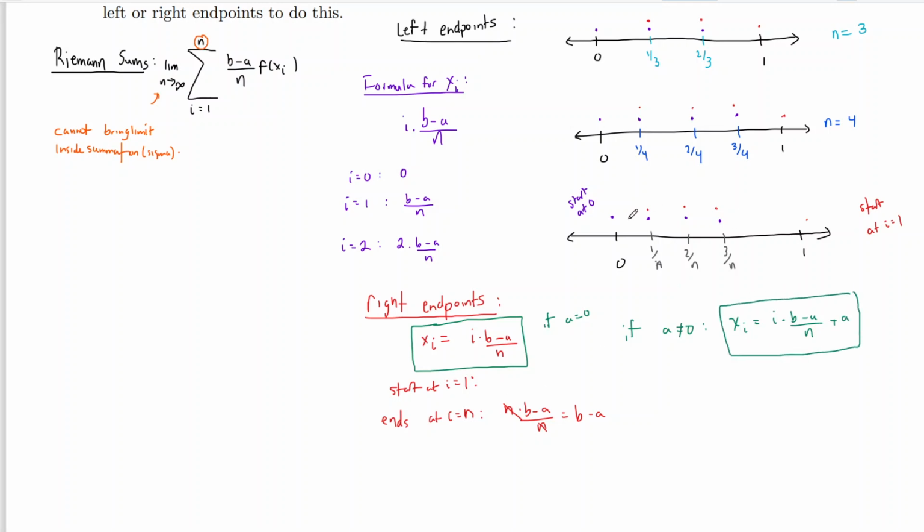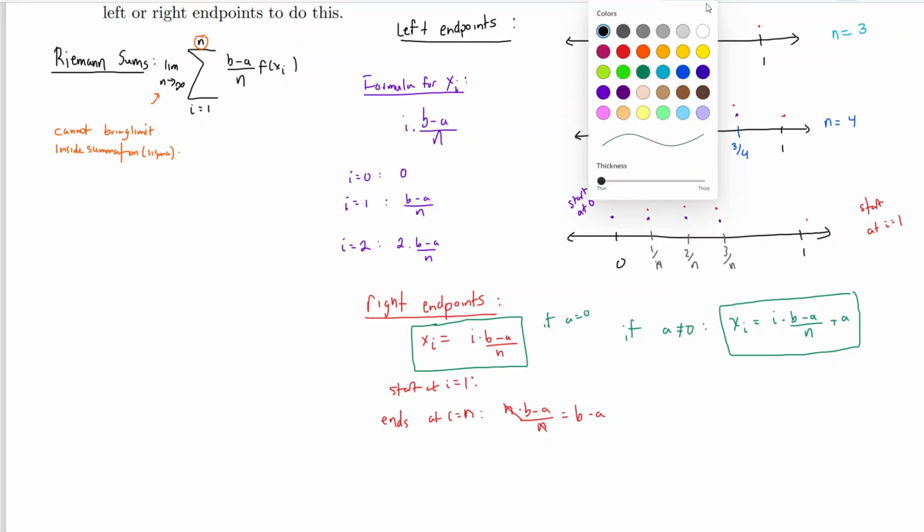Because what happens if a is 1 and b is 2 for this formula? Well, we would end up at 2 because we want to end up at b, but b minus a would be 2 minus 1, which is 1. So just keep that in mind in case you ever come across or are reading some literature about this and you want to know why is that plus a there? Well, really it's because a is not 0.